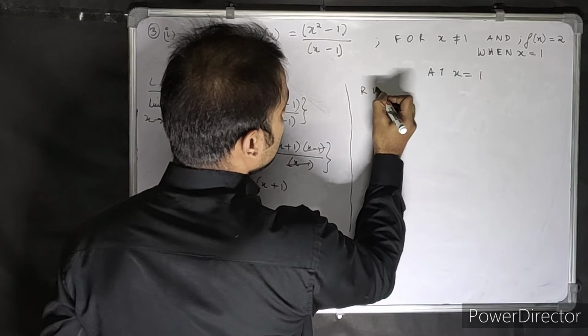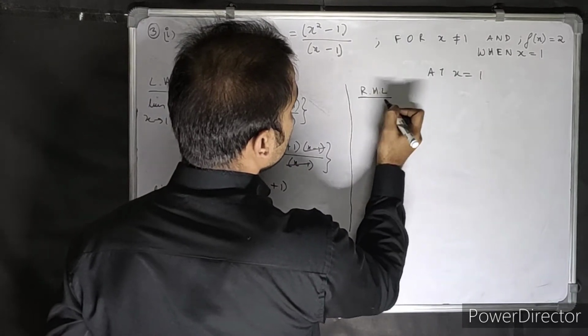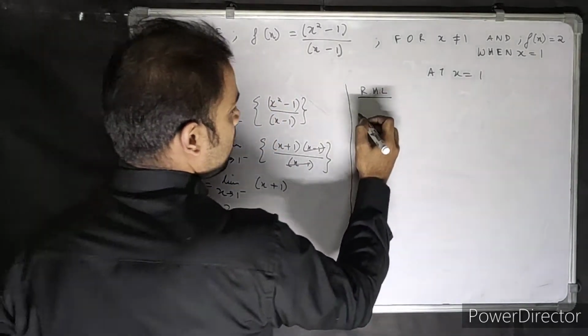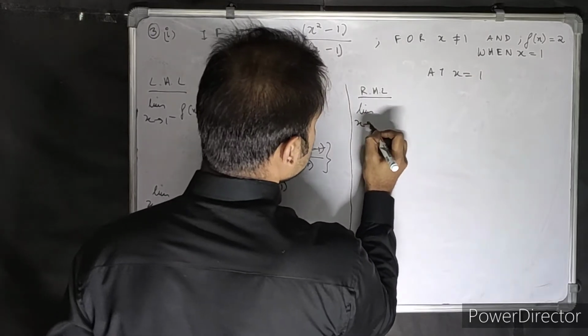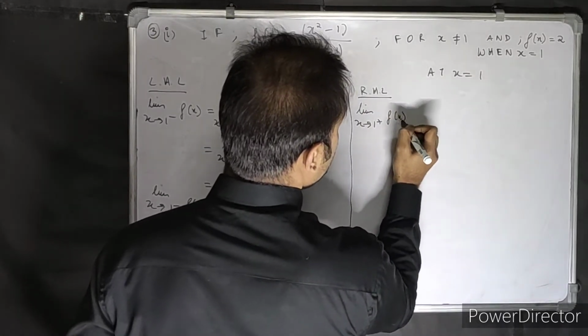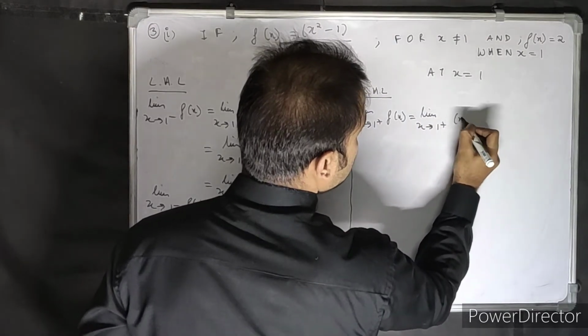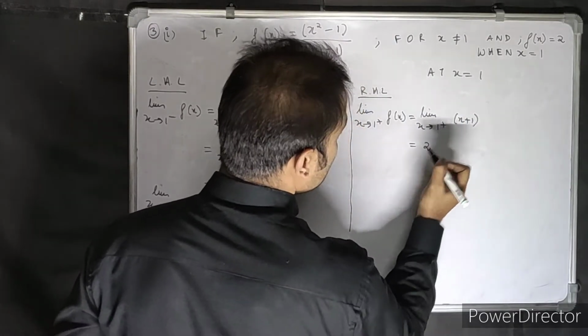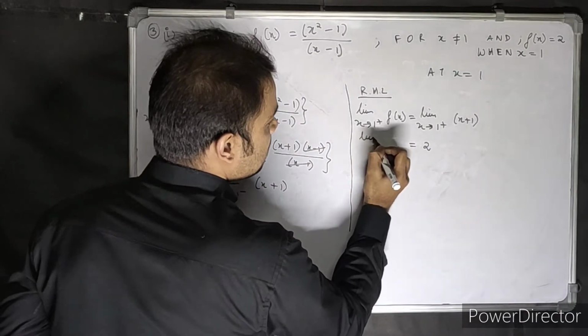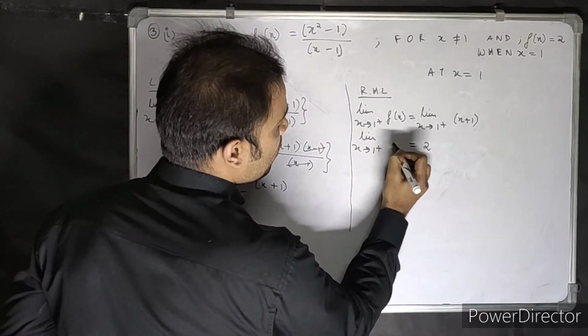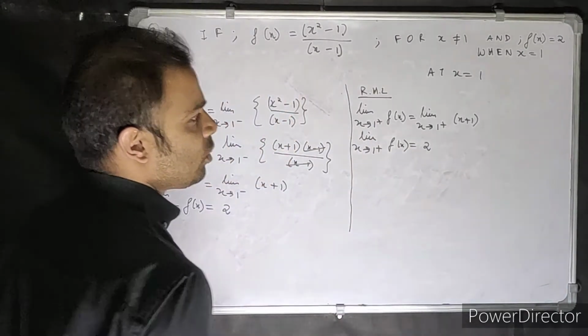Okay, RHL. Now you don't have to work out the whole thing. You already got this x plus 1. So you write limit of x tends to 1 positive, f of x is equal to limit of x tends to 1 positive, x plus 1, which is equal to 2 when you put 1. So that is limit of x tends to 1 positive, f of x is equal to 2.